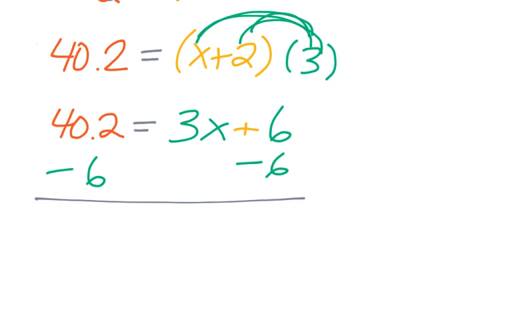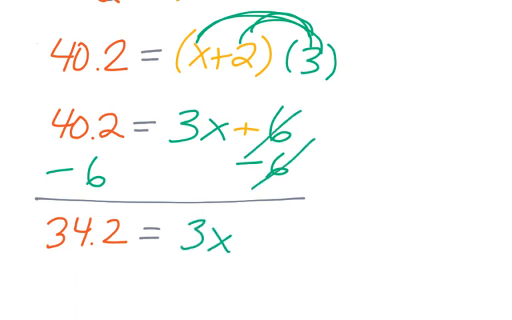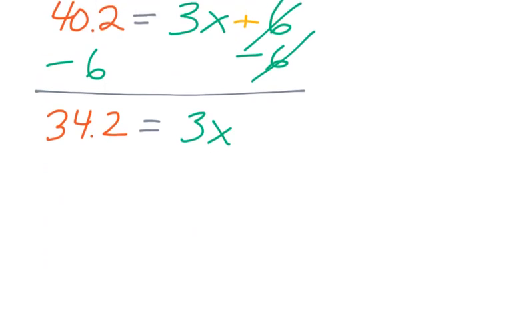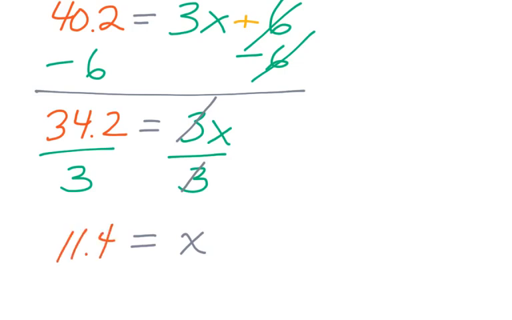On the left-hand side, that will give me 34.2. And on the right-hand side, now that I've subtracted the 6, that's a 0, and I have 3x. I'm going to continue to use inverse operations because x is being multiplied by 3. I will undo that by dividing by 3 on both sides. On the right-hand side, I now have a coefficient of 1 for my x. And on the left-hand side, when I divide 34.2 by 3, I get 11.4.